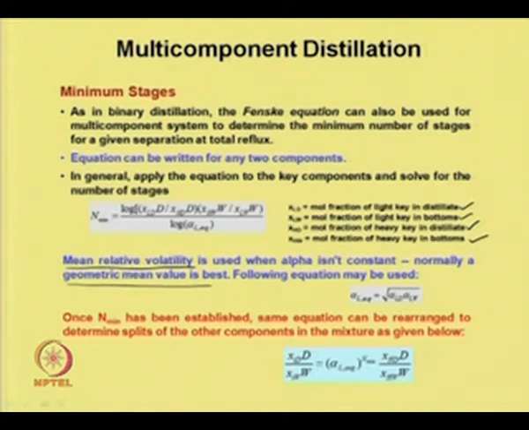Once the minimum N mean has been established, the same equations can be rearranged to determine the splits of the other components in the mixture as given below. So, XID into D divided by XIW into W is equal to alpha L average to the power N mean into XHD into D divided by XHW into W. In this way, we can determine the split of the other components as soon as the N mean is obtained.